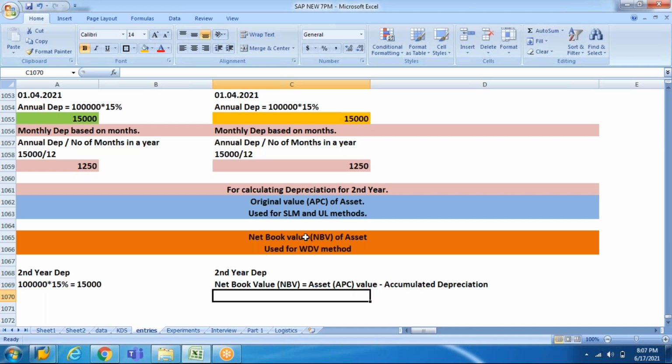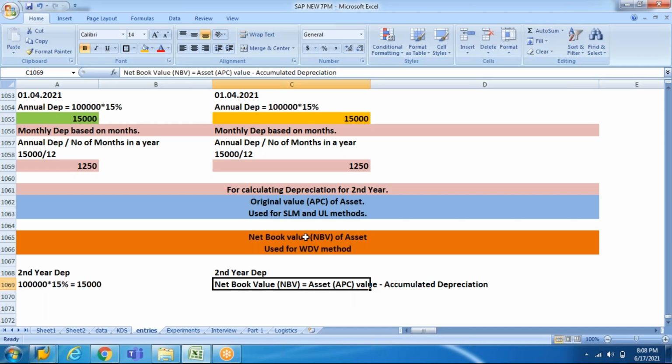Accumulated depreciation is nothing but, if you are on the second year depreciation calculation, the previous year's accumulated balance. So how many previous years do you have if you are on the second year? Only 1 year, right? So that 1 year depreciation will become your accumulated depreciation. If you are calculating the third year, how many years have passed? 2 years, correct? 1 and 2. So these 2 years total will become accumulated depreciation. So first year 15,000, second year 15,000 will become 30,000 accumulated depreciation.